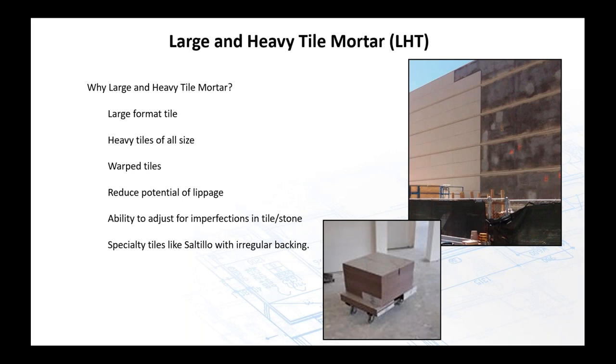Large format tiles, like you see on the wall here, the store in Las Vegas. Large tiles of all sizes, warp tiles, ones that potentially could have lippage if you don't get a good bedding underneath it. The ability to adjust for small imperfections in tile or stone. Specialty tiles like saltillo, talavera, ones with more irregular backings. Again, I keep going back to slate, but it's a common one.